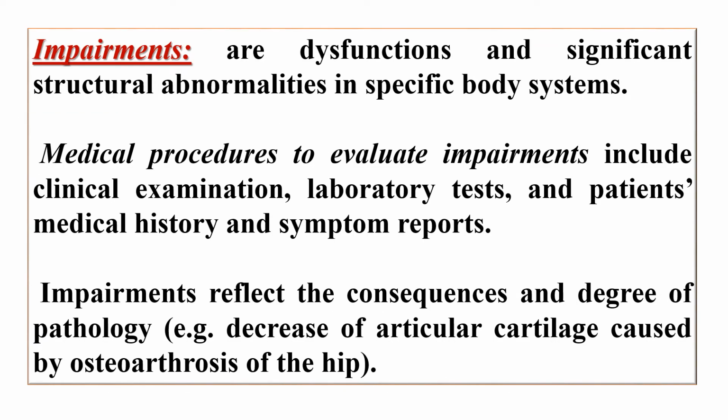Impairments are dysfunctions and significant structural abnormalities in specific body systems. Medical procedures to evaluate impairments include clinical examination, laboratory tests, and patient's medical history and symptom reports. Impairments reflect the consequences and degree of pathology. For example, decrease of articular cartilage caused by osteoarthrosis of the hip.